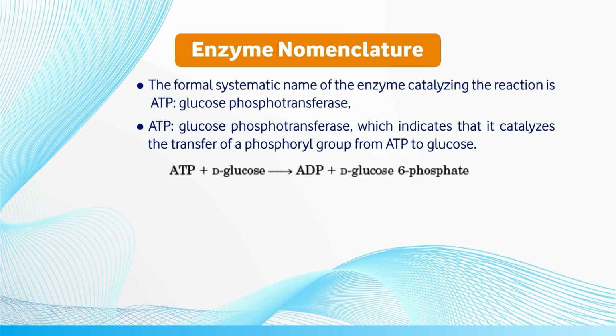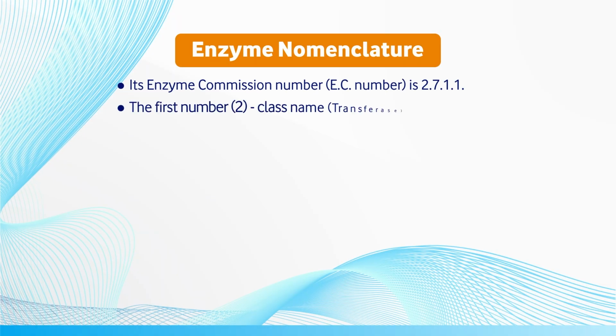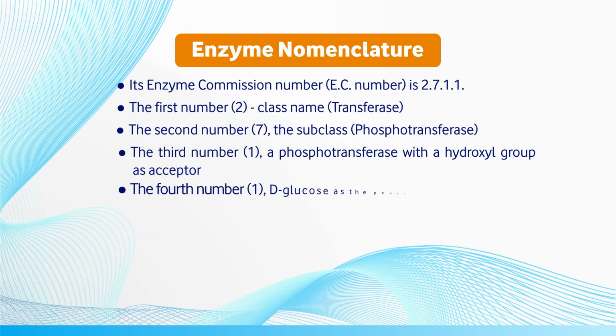So, D-glucose and ATP is the reaction. Then by using this ATP glucose phosphotransferase, one phosphate is transferred to D-glucose from ATP. The enzyme commission number of this enzyme is 2.7.1.1. So, this is a 4-digit number.